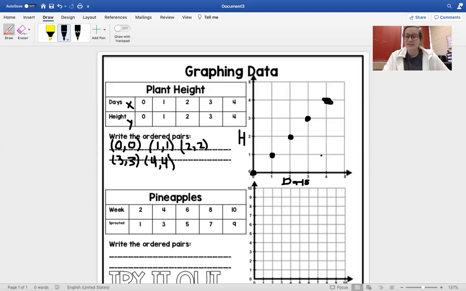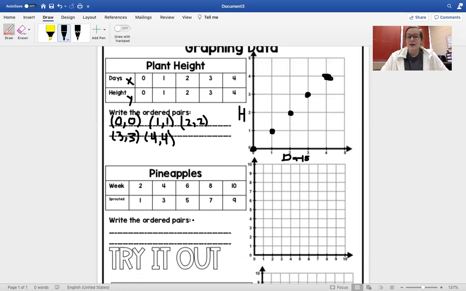For this next set of data, we're actually not going to write the ordered pairs. We're going to do it just how you'll do your assignment. We're going to look at the data on the chart. We're going to label our axes, and then we're going to graph our data. So again, my first line I'm going to put as my x-axis. So I'm going to go ahead and label this the week, because I am going to do the weeks across the bottom. And then across the side, it says sprouted.